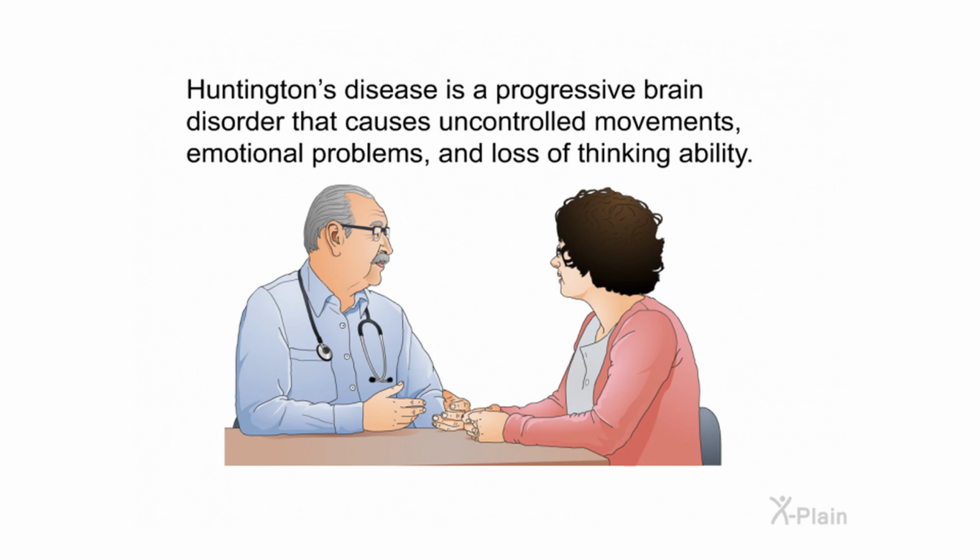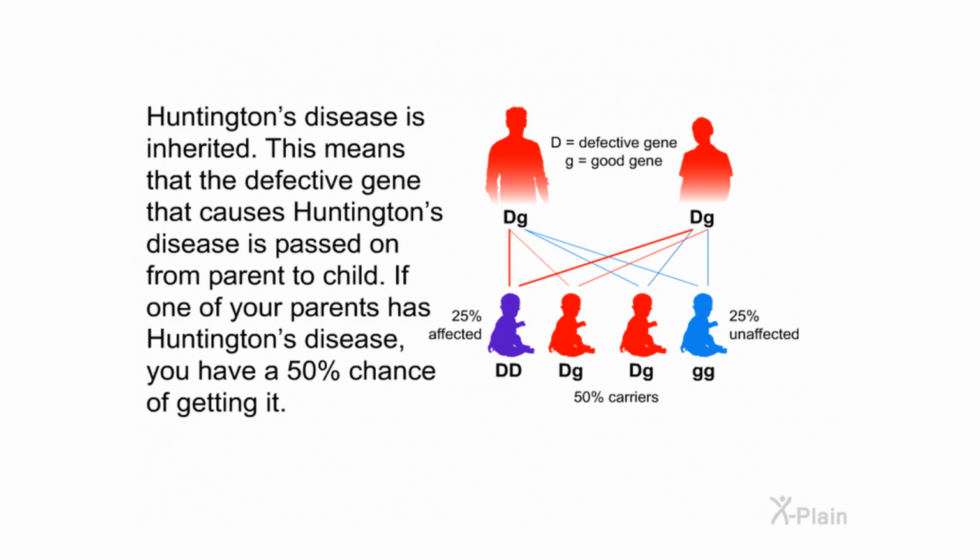Summary. Huntington's disease is a progressive brain disorder that causes uncontrolled movements, emotional problems, and loss of thinking ability. Huntington's disease is inherited. This means that the defective gene that causes Huntington's disease is passed on from parent to child. If one of your parents has Huntington's disease, you have a 50% chance of getting it.